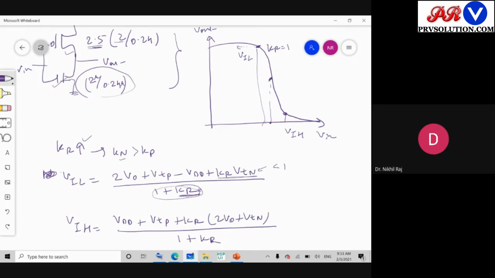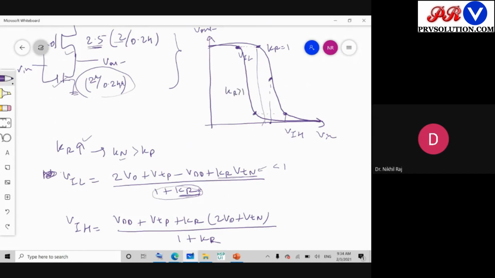So earlier if there was a VIL, my new VIL should be here. And what should be the VIH value? VIH will also decrease, so it should also reach somewhere here. So now the curve will be like this: my VOH will not be disturbed, however my VIL will change like this. Okay, so this is when KR is greater than 1.